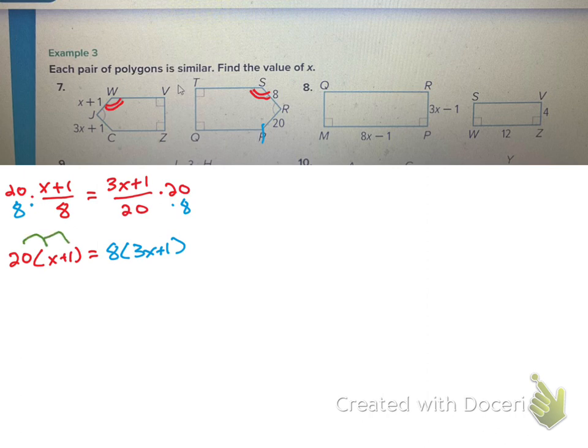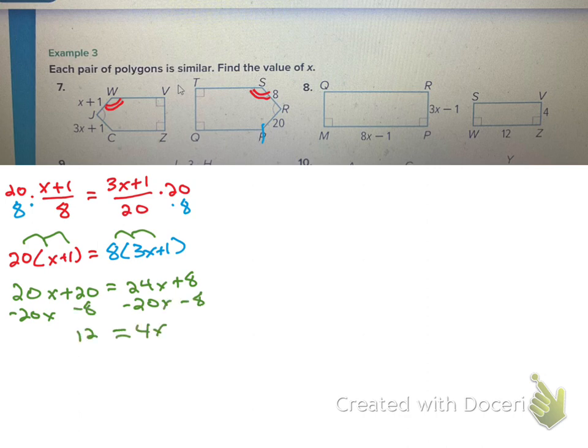I distributed, which gave me 20x plus 20 equals 24x plus 8. Solving for x. Subtract 20x gives you 4x. Subtract 8, get 12. Divide by 4, and we get 3 there, okay? So go ahead and finish this example 3 section, okay? Finish example 1 section, example 2 section, example 3 section.